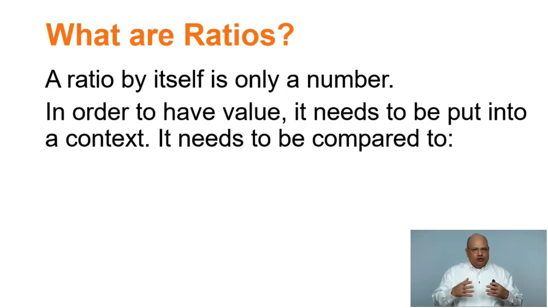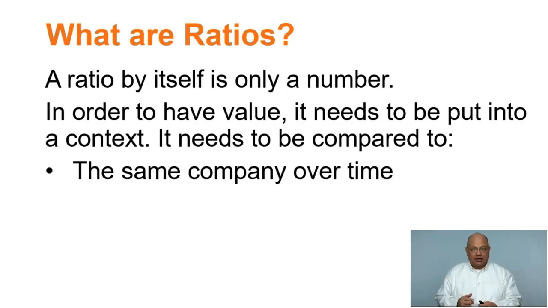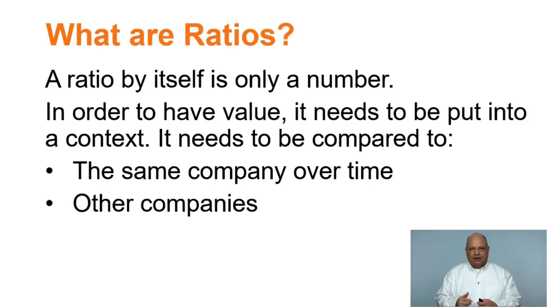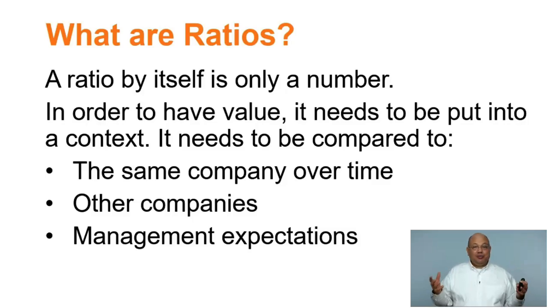So in order for ratios to have value, that number needs to be put into a context. We need to add a little bit around it so that it has more meaning. We need to compare it to something. We may compare it to the same company over time. We may compare it to other companies, or we may be comparing it to management expectations. And so if we get the ratio, we get the number that says it takes us 48 days to collect our receivables. Is that good or bad? Well, it doesn't sound very good.